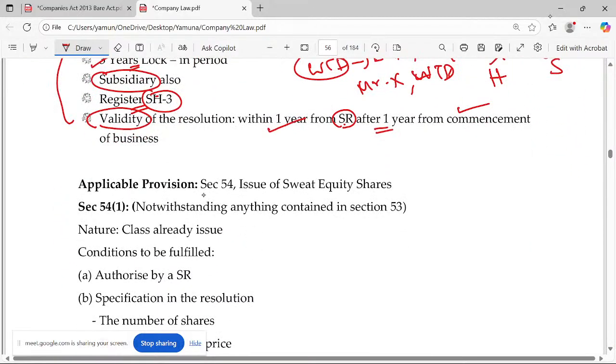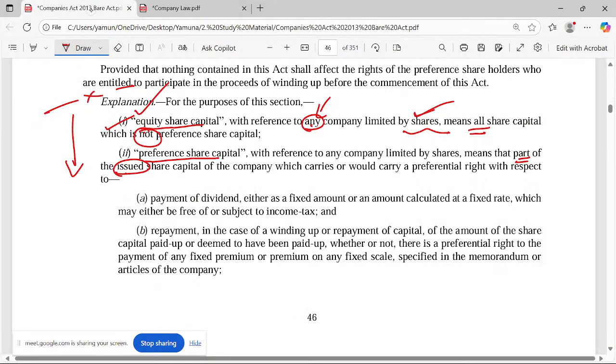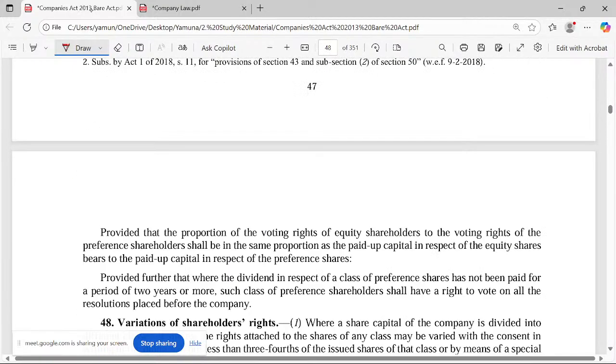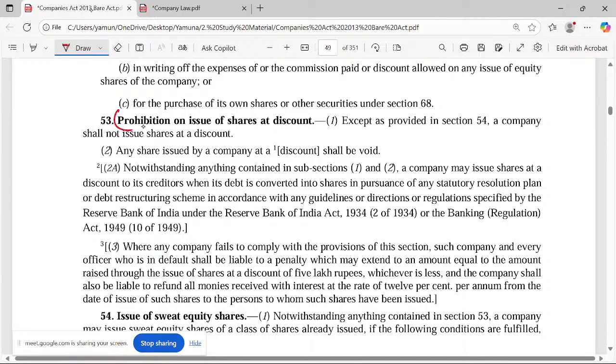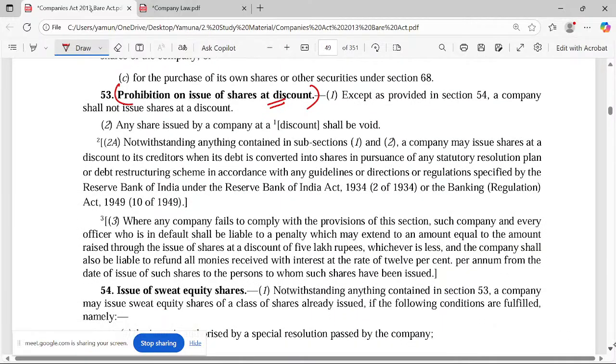Now we directly follow the applicable provision from the Companies Act. Section 54 deals with issue of sweat equity shares. Subsection 1: Notwithstanding anything contained in Section 53. What is Section 53? We should not forget the section. Whenever we talk about Section 54, we have to talk simultaneously about Section 53 also. Section 53 says prohibition on issue of shares at discount. What does Section 54 say? Notwithstanding.